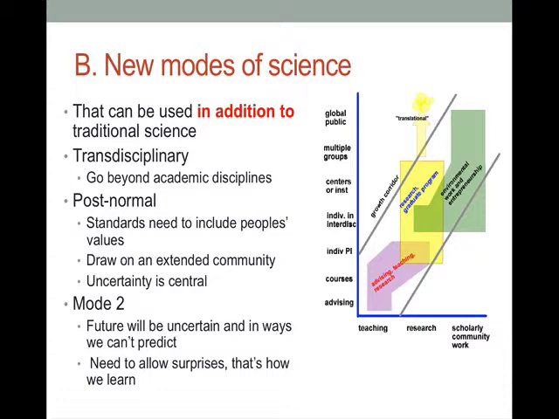It's called mode 2, and it says that the future will be uncertain and in ways we can't predict. So again, uncertainty is central to this, but also that we need to allow for surprises. We have to take risks, and that's how we're going to learn. So just designing a project that reduces the risk of something bad happening actually restricts our ability to learn. So we have to tread that tightrope about how much we can risk in order to how much we can learn.